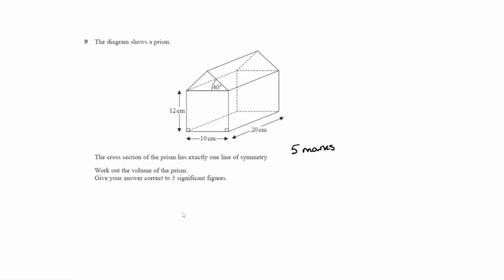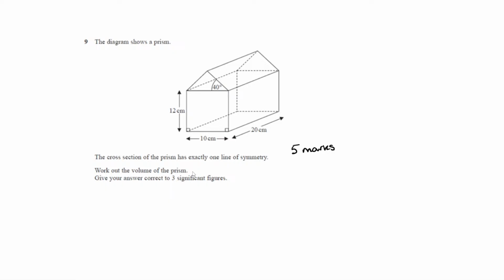Okay, so we've got a prism. Prism is where obviously if you cut through it at any point it'd be the same shape. This one's compound in the fact that we've got a cuboid and a triangular prism stuck together, so it's created a compound shape. So the cross section of the prism has exactly one line of symmetry, which you can assume is down the middle. Work out the volume of the prism. So what they're saying is the triangular prism is effectively an isosceles triangle, isn't it? That's why they're saying about that symmetry.